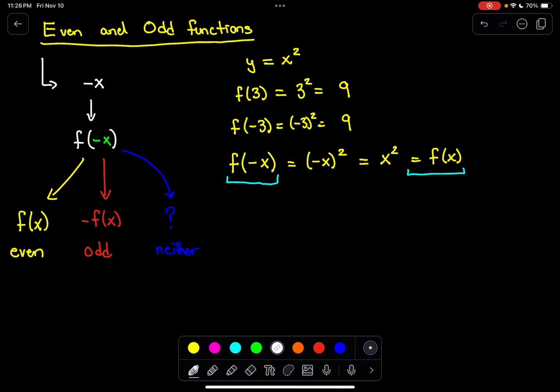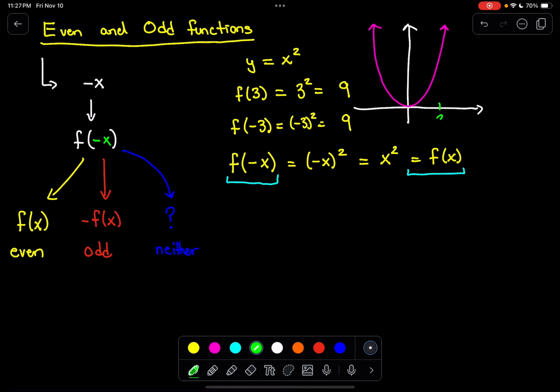This is really nice. And even functions have this really nice visual property that when you graph an even function, you always have perfect symmetry about the y-axis. So the idea is if I pick 3 over here and my y value is up here, then when I pick negative 3, my y value is going to be up in the same place. I have perfect symmetry about the y-axis.